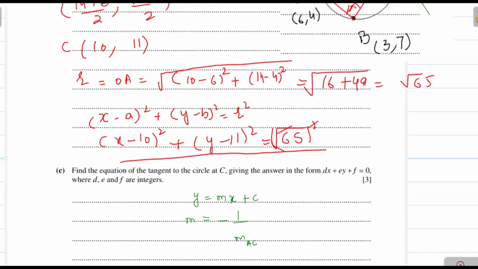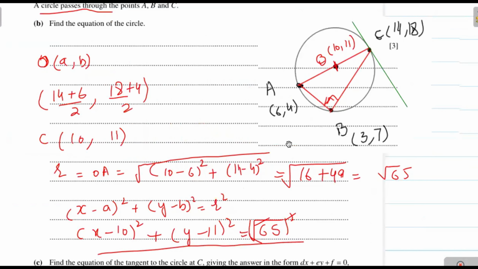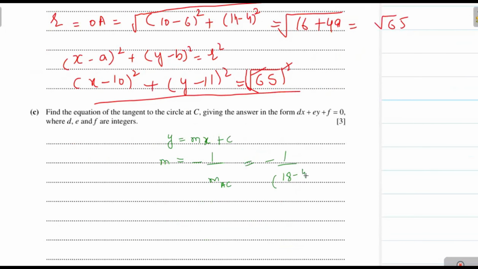Now you see here the gradient of AC is (y2 minus y1) over (x2 minus x1). Therefore, (18 minus 4) over (14 minus 6). That value becomes 14 over 8, and this will be equal to 14 over 8, which is 7 over 4. Therefore, the gradient of the tangent is minus 4 over 7, and the equation becomes y equal to minus 4 over 7 x plus c.